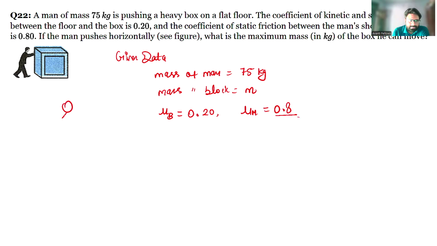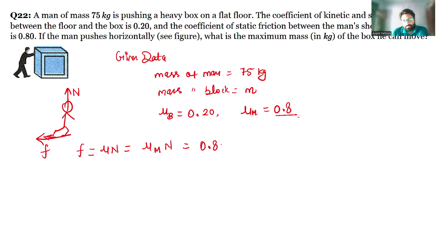Now, let's say this is the man. On the foot of this man, the frictional force is acting because he is trying to move in the forward direction. There is a normal reaction also on the man, and there is a frictional force. So can you calculate the frictional force? Yes, we can. F is equal to mu into N, and this will be mu of man into the normal reaction generated by the ground on the man. So mu of man is 0.80 and N is equal to mass of the man into gravitational acceleration.